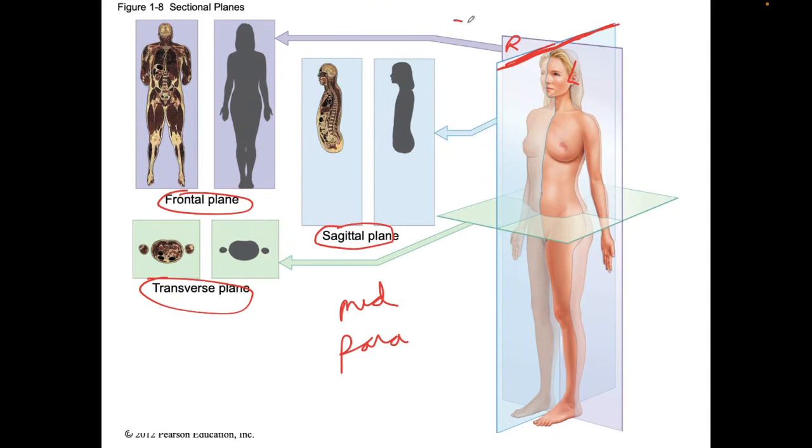When we go this way, separating the body into an anterior part and a posterior part, they say it's a frontal plane. And the frontal plane is also known as a coronal plane. So coronal or frontal are the same thing.